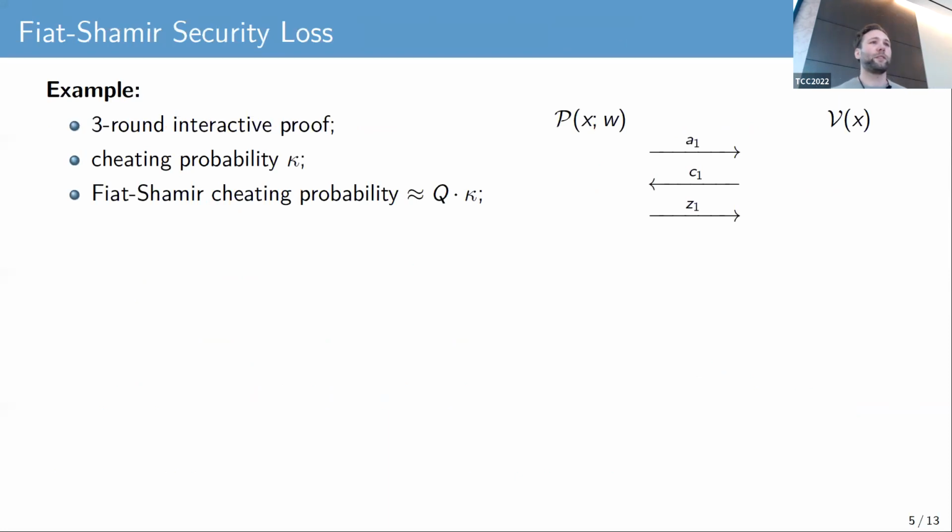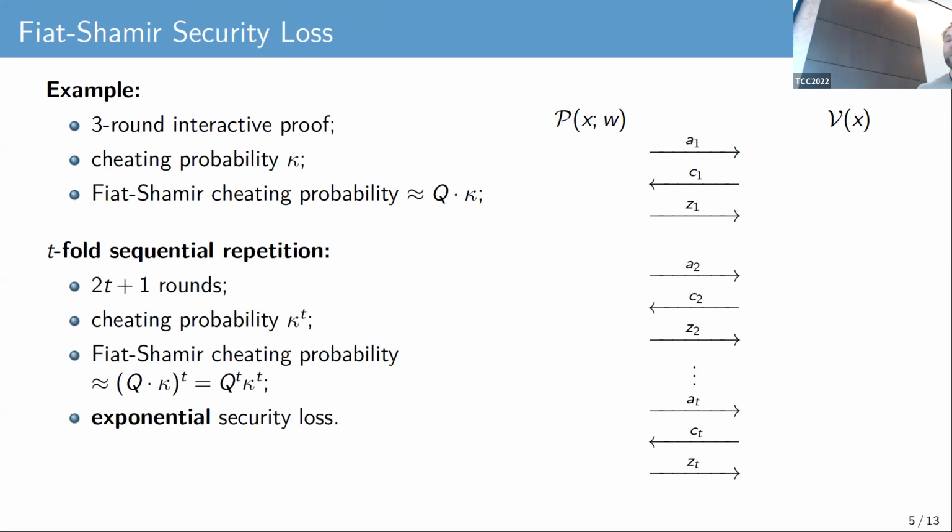So let us consider a very simple example. Suppose we have a 3-round protocol with cheating probability kappa. This kappa is typically equal to the probability that the prover guesses the challenge correctly. And if you then apply the Fiat-Shamir transformation, it's quite easy to see that the cheating probability grows by approximately a factor Q, where Q is this query complexity, because the prover can simply try to guess the challenge Q times. So here we see a security loss of a factor Q, or at least linear in Q.